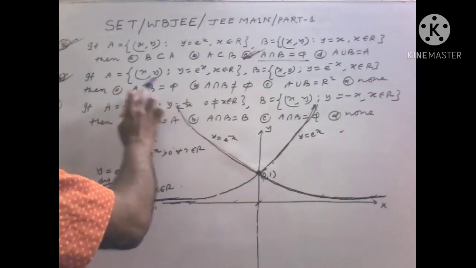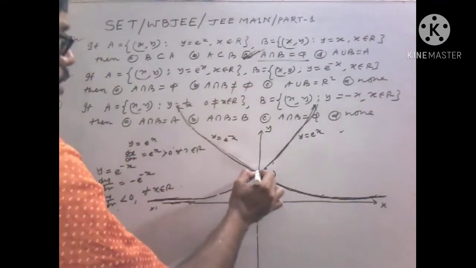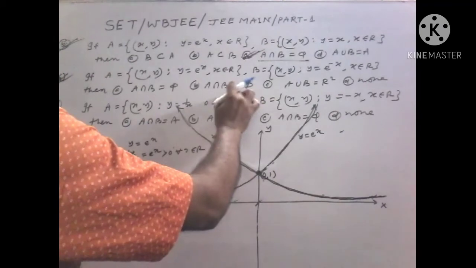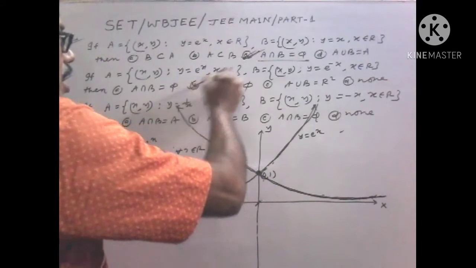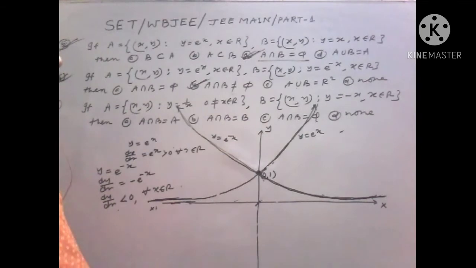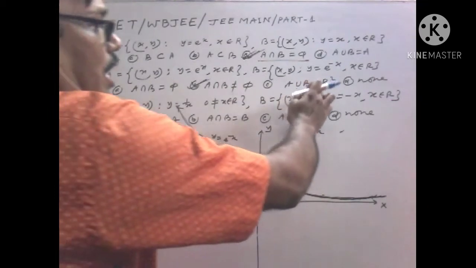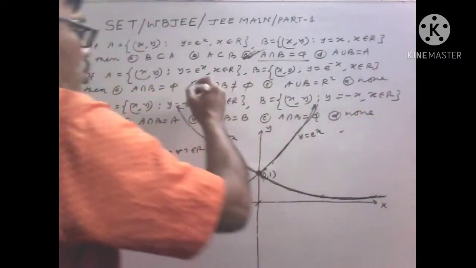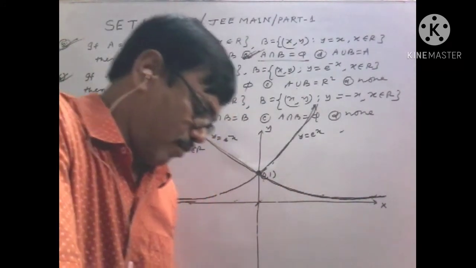A intersection B equals phi is not correct. A intersection B is only one point, a singleton set. So now this is the correct answer: A intersection B not equal to phi. We are getting one point of intersection, that is a singleton set. So phi is not correct, so not equal to phi. This is R square, all values, none. So B is the possible option. So they are of the same type.